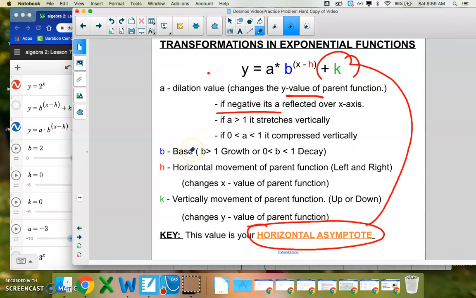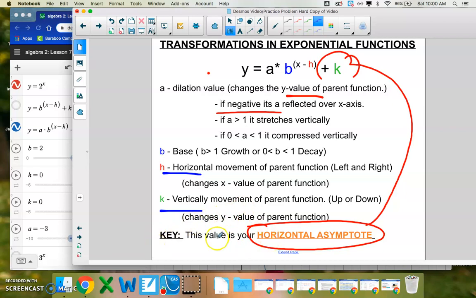So the b is your base. If it's greater than 1, it's a growth. If it's between 0 and 1, it's a decay. And then we can't have any negatives because we can't take a negative base to a power. H and K is just like we did with quadratics. H is your horizontal movement. K is your vertical movement. So therefore, H changes the x value of the parent function, or K changes the y value of the parent function.